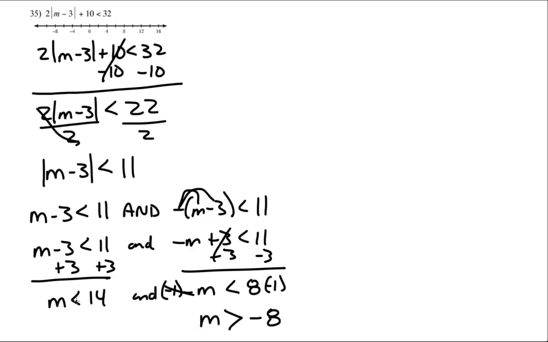So I have that m is less than 14. So that would be here. I'm going to make that open because it's not less than or equal to, and it's going this way. And m is greater than negative 8. So if I go up to negative 8 and go here, and I want all the ones that are both less than here and greater than here together, that would be all the ones that are in between.